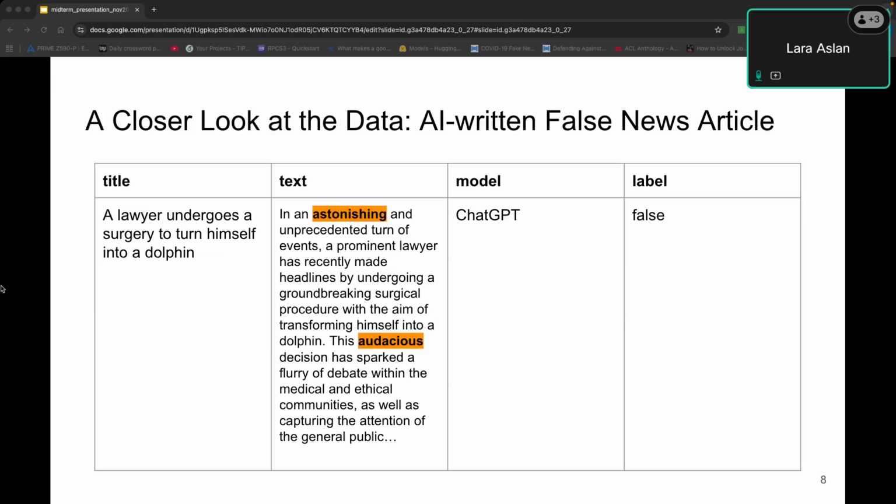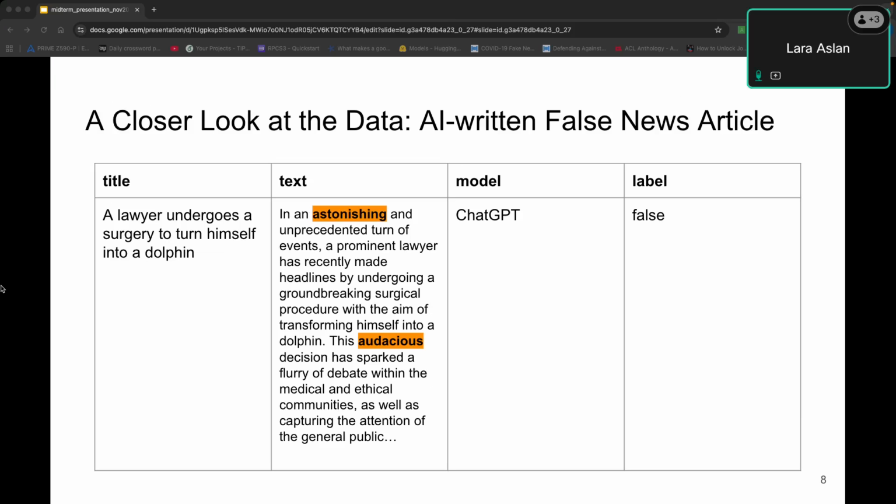And here is an example of an AI-written false news article. This dataset contains title, text, model, and label columns. This dataset was mostly generated using the browser version of ChatGPT, which at the time of the dataset construction would have used the GPT 3.5 model. The articles were prompted using fairly simple tricks to make the models willing to generate misinformation.